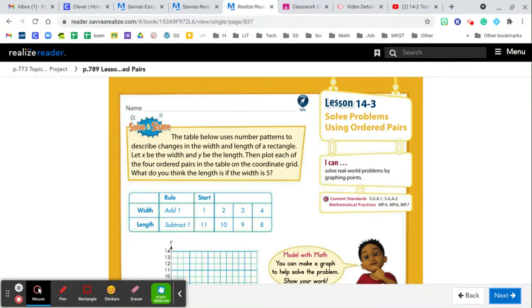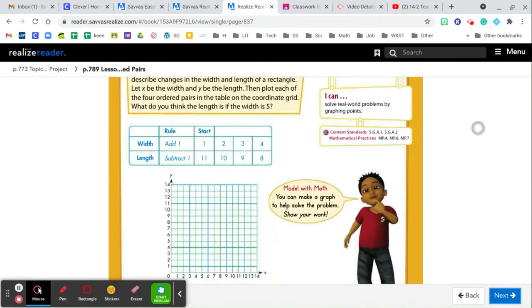What do you think the length is if the width is 5? So our rule for the width is add 1, and for the length is subtract 1. So if we do it mathematically, 4 plus 1 is 5, and then 8 minus 1 is 7. So let's show it on our graph.